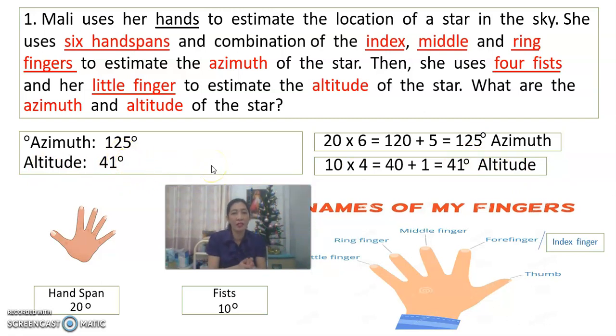So that is how to compute the azimuth and altitude. That is the answer.